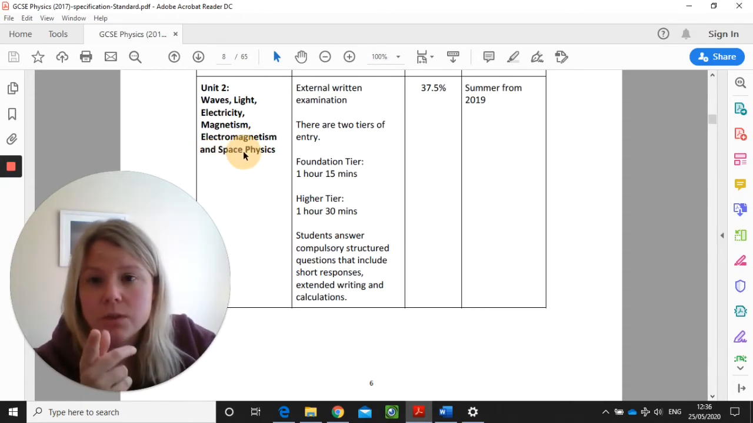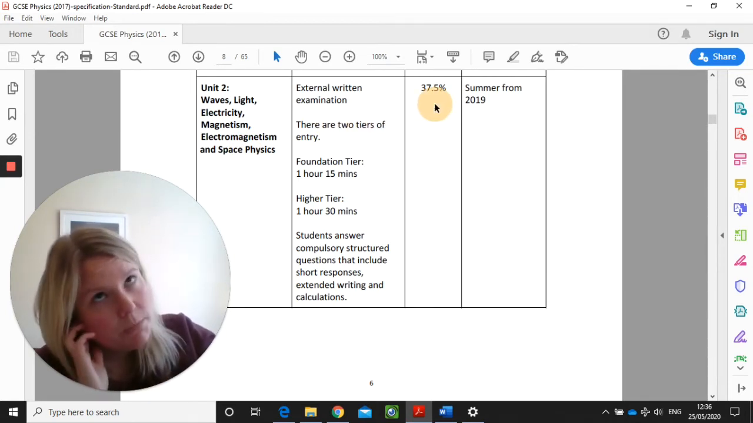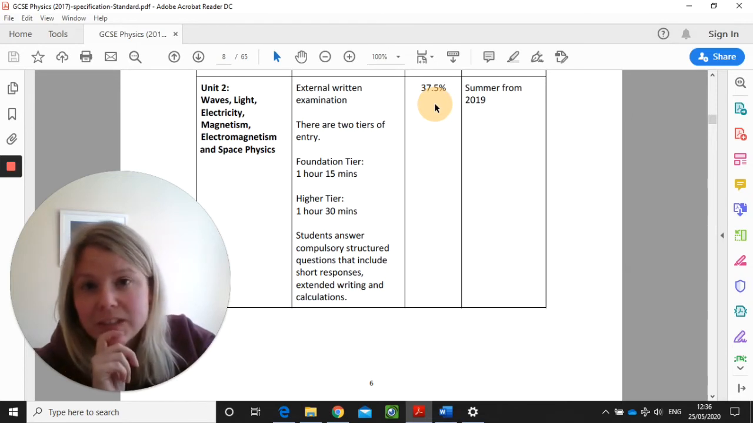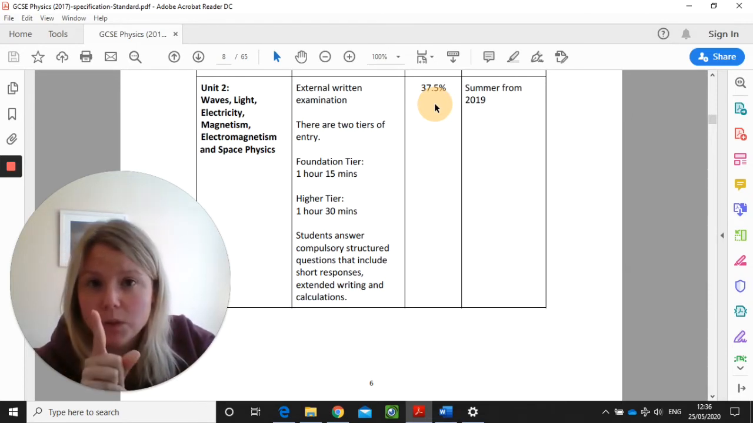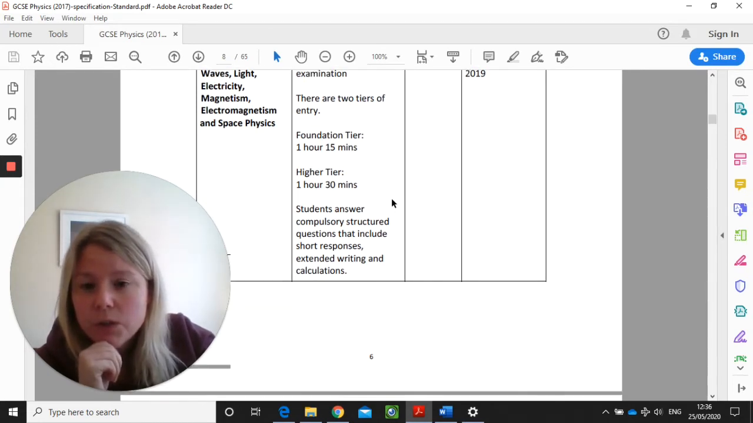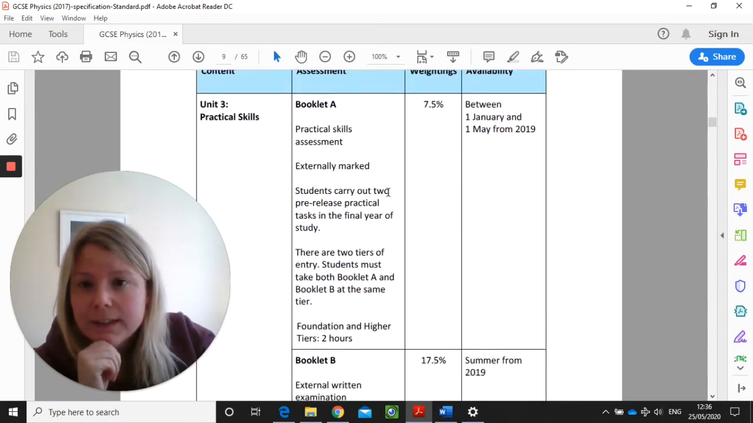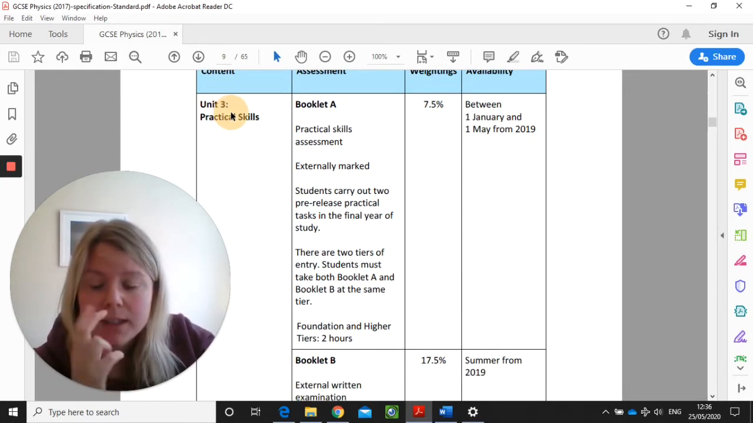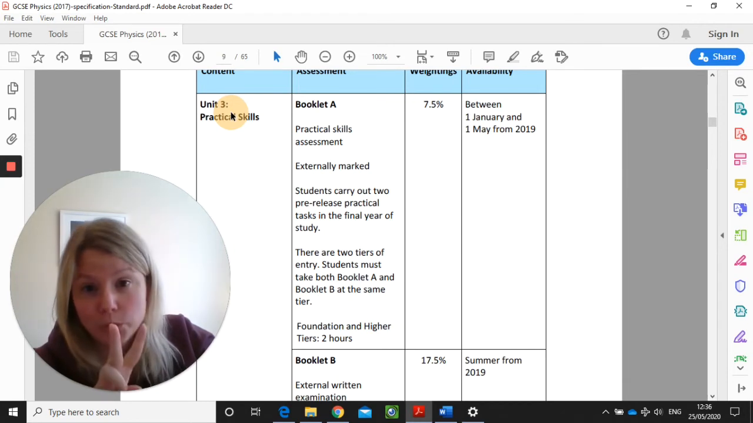So Unit 2 is also worth 37.5% of your GCSE. So if you've been counting along, that totals 75% altogether for Unit 1 and Unit 2. So Unit 3, what did I say? Unit 2, you sit the exam at the end of Year 12. Okay. Unit 3 is the practical skills, or the practical exam, and it's actually split into 2.